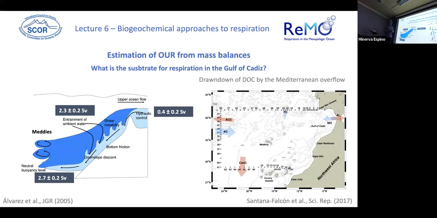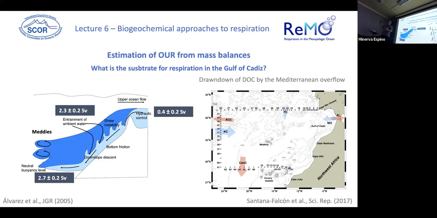And the example is this one. Okay, in the Strait of Gibraltar, the Mediterranean water is very salty and dense. Then when it enters in contact with the Atlantic water, it sinks from the sill here to about 1,000 meters. The amount of Mediterranean water which is crossing the Strait of Gibraltar is about 0.4 sverdrups, but it mixes with the central waters of the Atlantic here, and the final volume out of the Gulf of Cadiz is about 2.7 sverdrups.